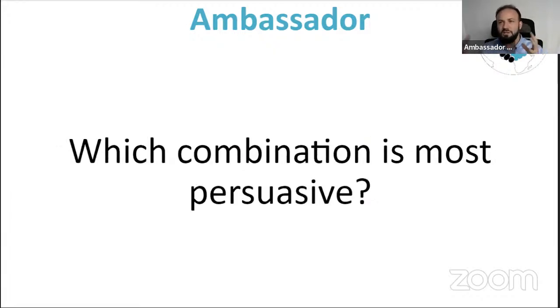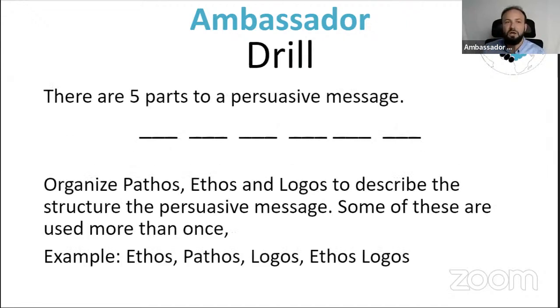So given that these different elements exist, and we can see, by the way, why each one of them is incomplete on its own, there is a question of what combination is the most persuasive. So I want us to take a minute now to think, and I'll say already that if we take all of these as bite-sized pieces, there is a combination of 5 parts to the persuasive method, okay? And some of these are used more than once. So I'd like everyone to take a minute to organize pathos, ethos, and logos to describe the structure of the persuasive message. Some of these are used more than once. For example, ethos, pathos, logos, ethos, logos. For example, this is not the correct one.